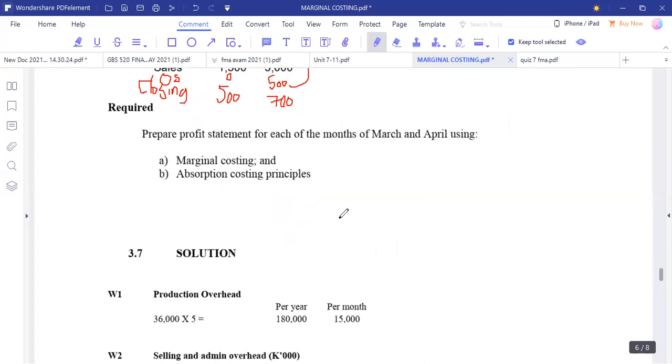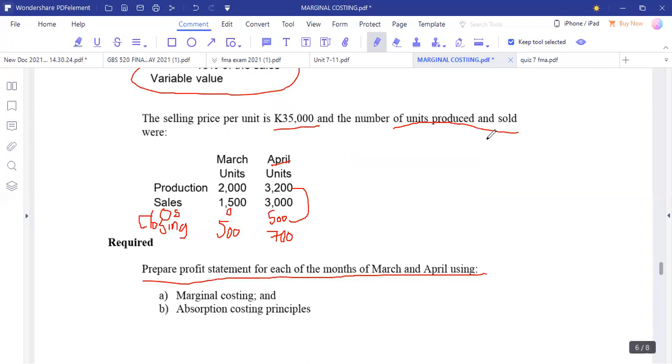Now, the question requires that we prepare the profit statement for each month. Excuse me, sir. Yes, please. Sorry, where did you get that 500 under the month of March and also April? Thank you very much for that question. You see, how many units have we produced? We've produced the 2,000 units, and from the 2,000 units, we only sold the 1,500 units. So we closed with 500. Is that clear?